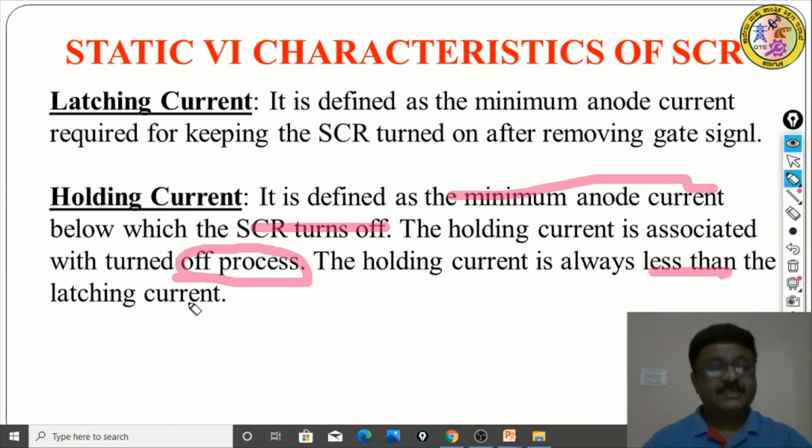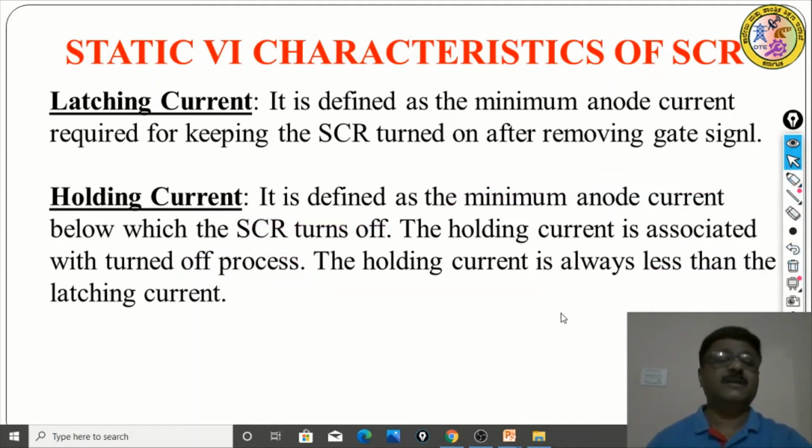I should decrease the anode current of the SCR below its holding current. So this is the concept. We are using this to turn off the SCR, and to keep the SCR in the turn-on condition. Once again I will repeat: to keep the SCR in turn-on condition, we have to maintain the anode current more than the latching current, even if I want to conduct the SCR without a gate signal.